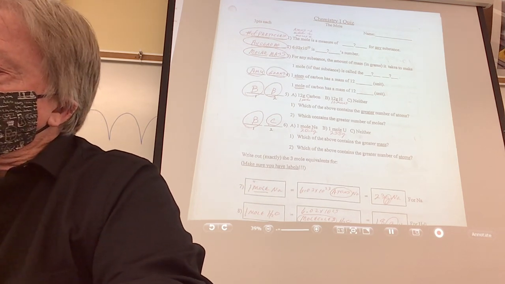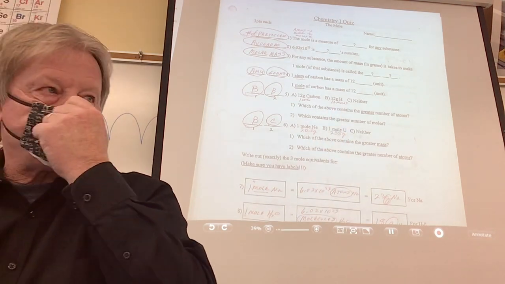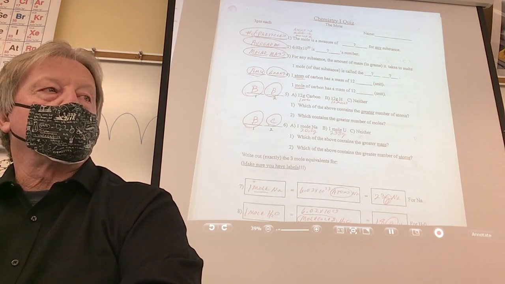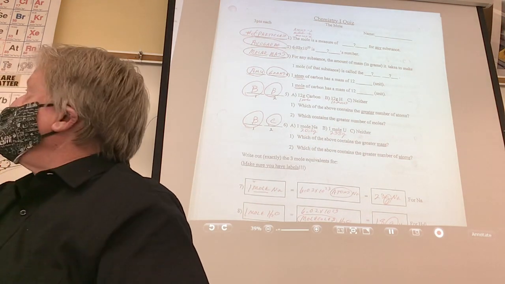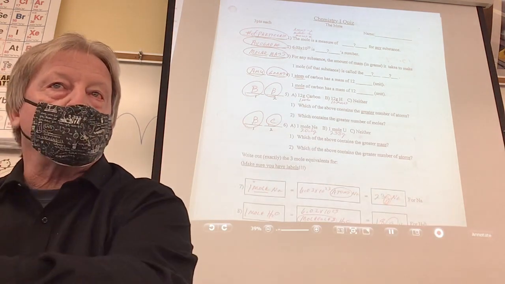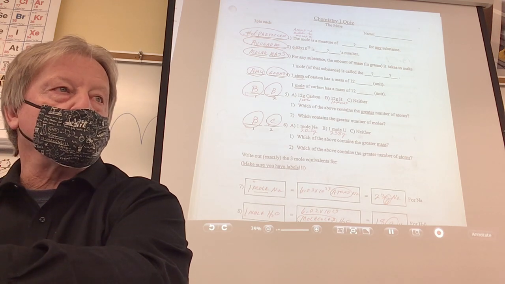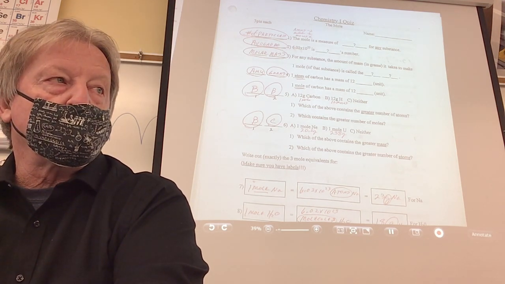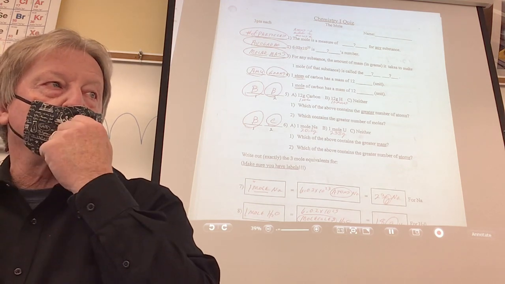And how many atoms would 12 grams of hydrogen be? Whoa, what do you think about that? It takes 1 gram of hydrogen to be a mole. I'm giving you 12 grams. What do you think about that? That's a lot, isn't it?